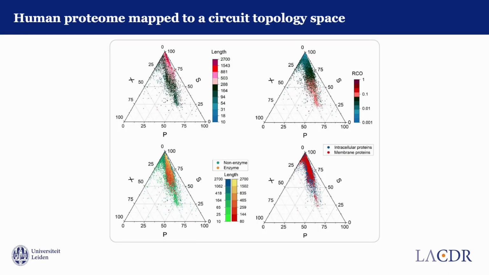To show how a user of the program can easily perform an analysis of basic properties, and to demonstrate the efficiency of the algorithms used in the protein circuit topology software, we ran the code on all 23,000 entries of the AlphaFold database and mapped the universe of human proteins to a circuit topology space. We performed a preliminary analysis of basic properties such as length, relative contact order, function, and cellular location of the proteins.